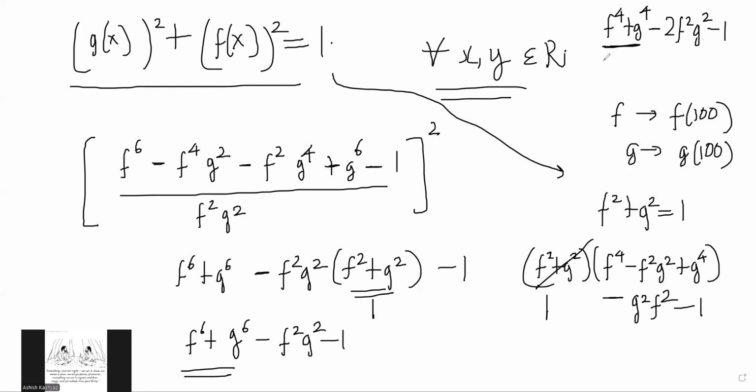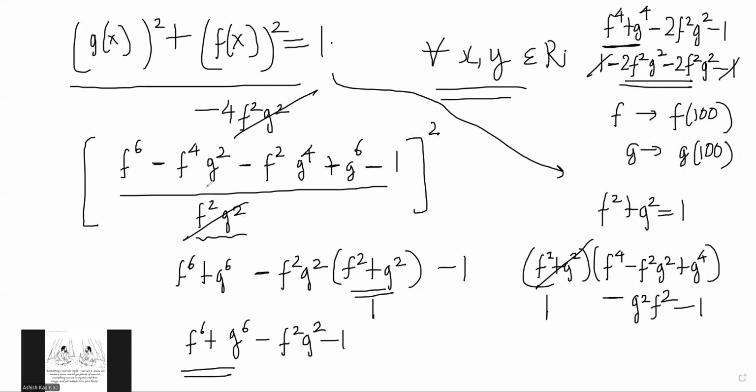And this can be written as 1 minus 2 f square g square. And you have a minus 2 f square g square minus 1. So 1 gets cancelled, and the numerator becomes simply minus 4 f square g square. And when you're dividing by f square g square, this gets cancelled, and you have minus 4 square, which is 16.